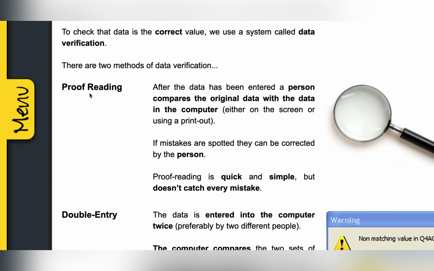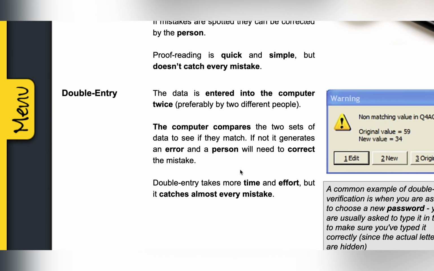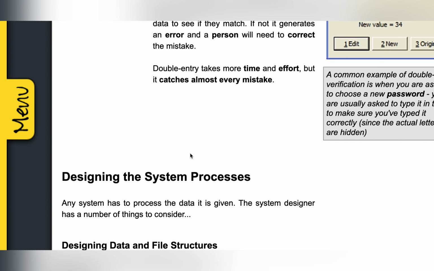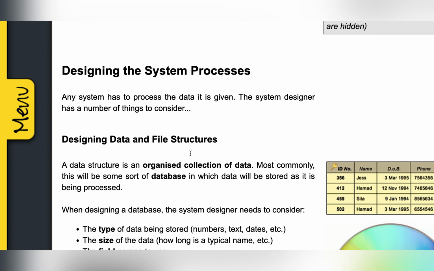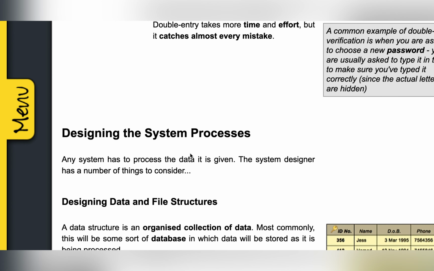So then the next is proofreading. A person compares the original data with the data in the computer. Proofreading: the things you filled in the form, whether they are the same data that were entered into the computer. So this is one way to do proofreading. Then double entry. To check, the data is entered into the computer twice. So after we've done data verification, the next thing in the design stage is designing the system process.